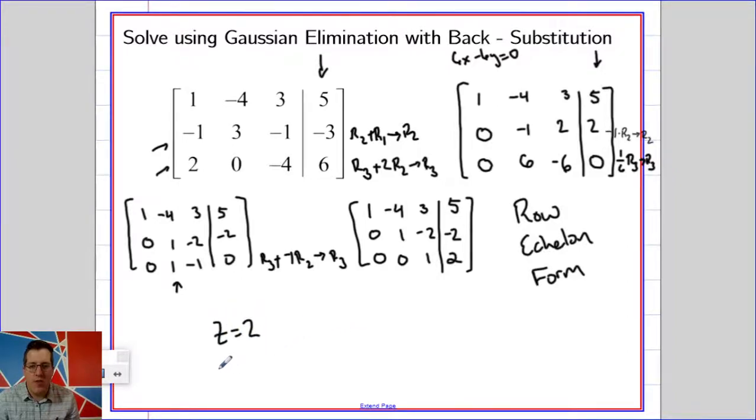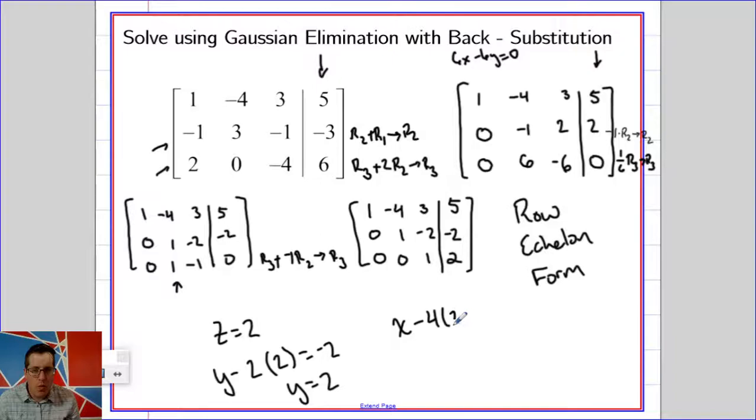So we can take our second row out, which is y minus 2z equals -2. And that gives me that y equals 2 as well. Then I go up to my top equation, x minus 4y plus 3z equals 5. And I can simplify and solve, and I get x equals 7.